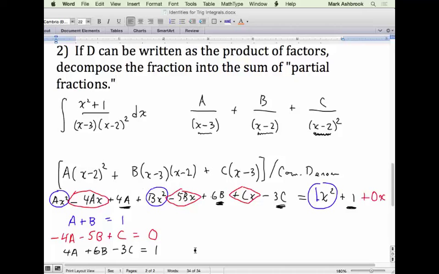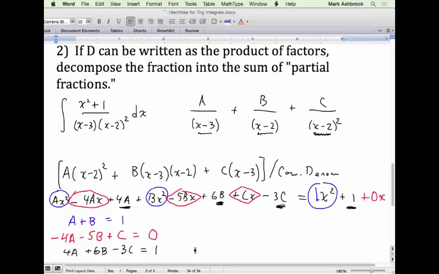Three equations, 3 variables. Again, whatever technique you want to use. You can do elimination twice. You can do some kind of substitutions. You can use a matrix method. However you know how to do this, you should know at least one way to do this.